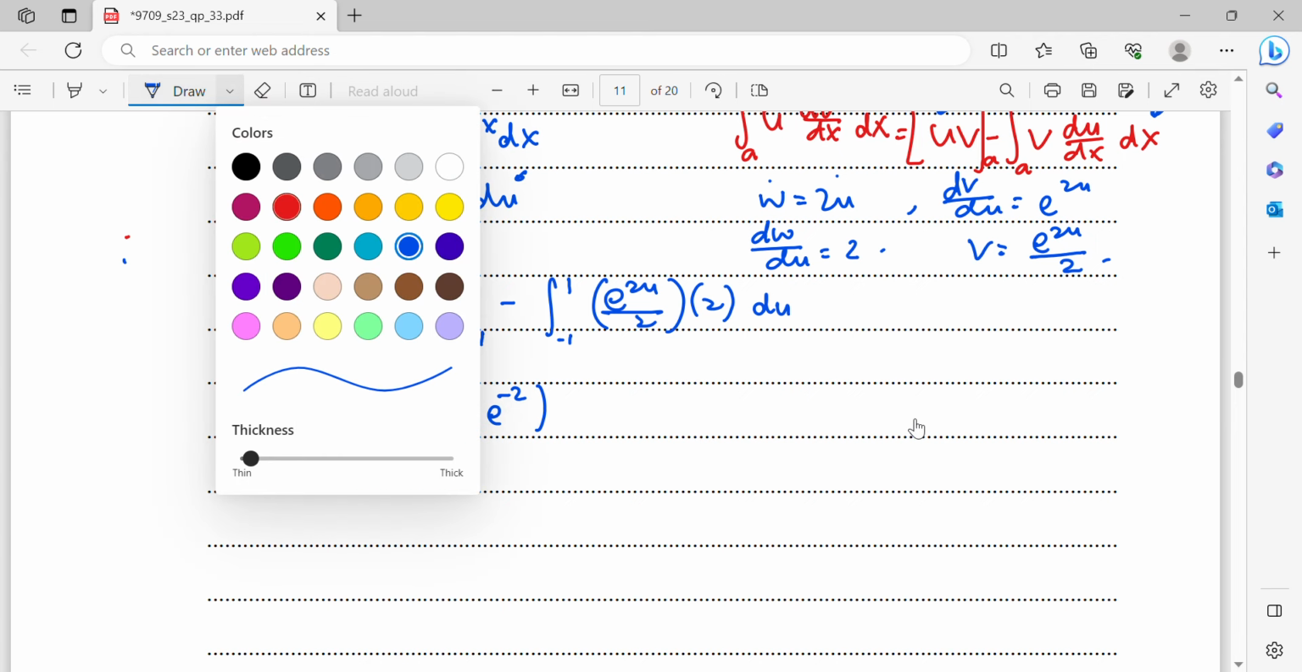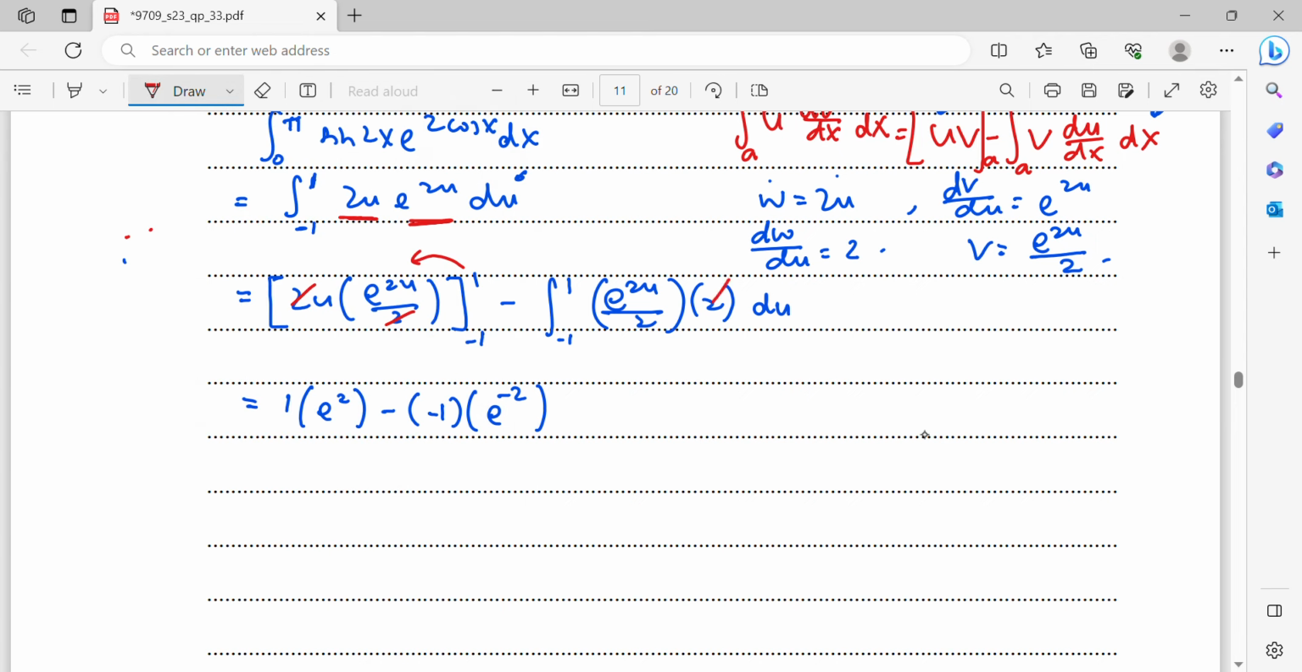Okay, and same for the next part, the integration. The 2.5 can be cancelled off. Means that I just need to integrate e to u. So e to u, the answer is the v here. That means I will just rewrite e to u over 2, the limits from minus 1 to 1. And now, the first term, 1 times e squared is e squared. Minus minus is a plus, e negative 2.